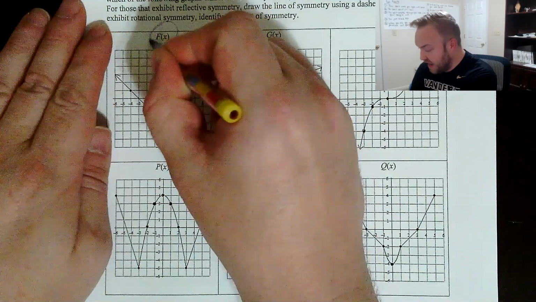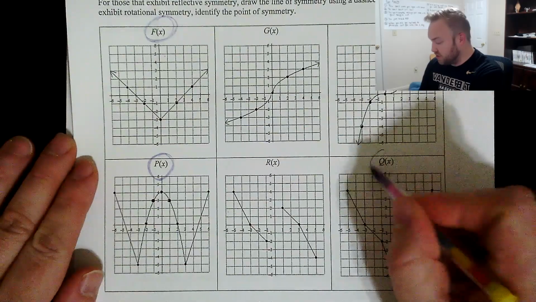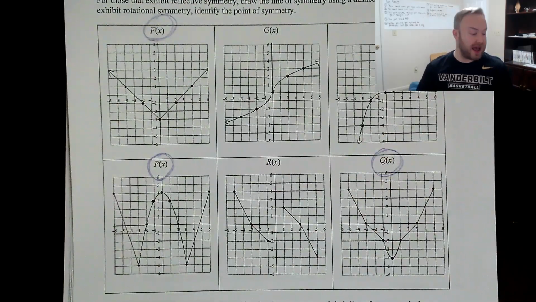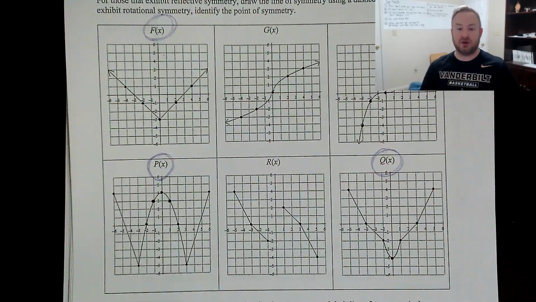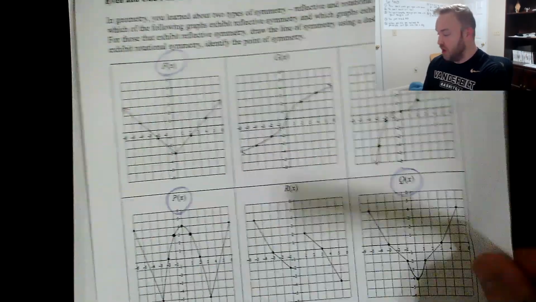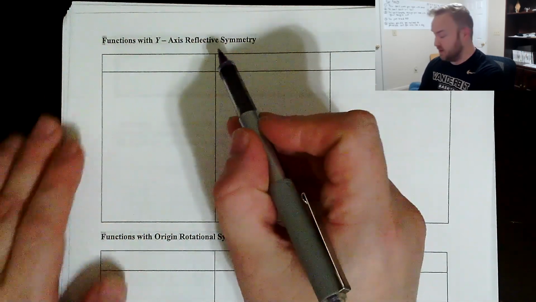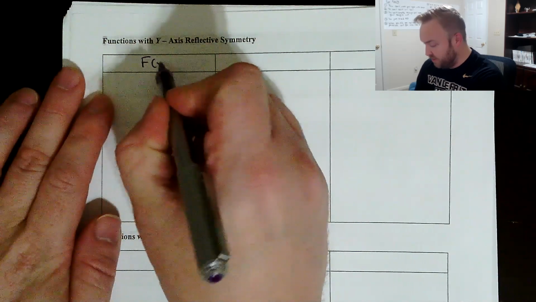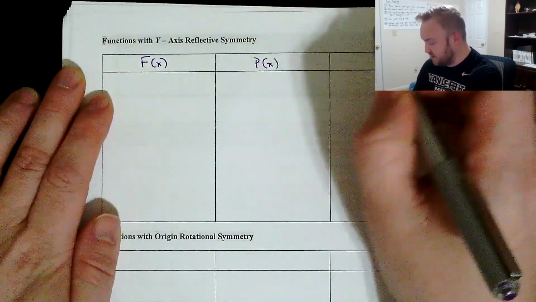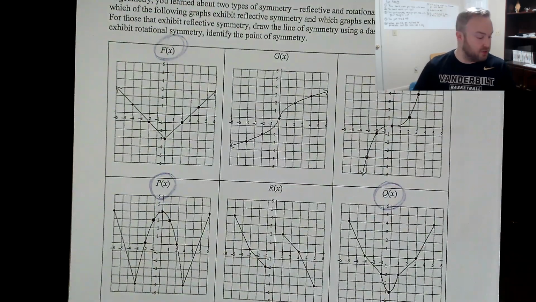f of x has this symmetry, and so does p of x, and so does q of x. All 3 of those graphs have that reflectional symmetry. They are all symmetric over the y-axis. So it's f, p, and q. On the next page, it wants us to write down all of the functions that have y-axis reflective symmetry. So that was f of x, p of x, and q of x. Okay, we've recorded those.